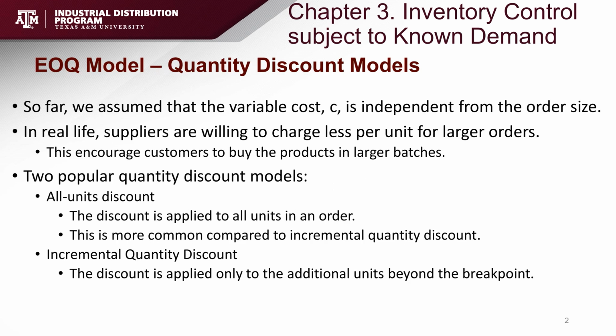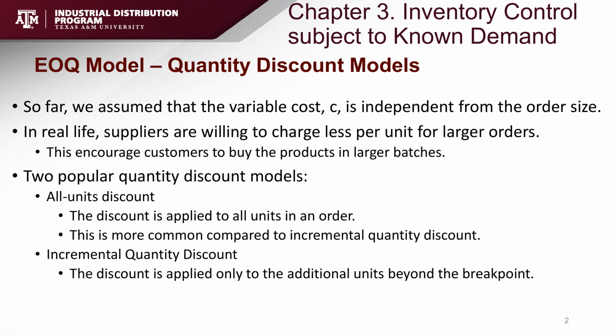Now, up to this point, we assumed the variable cost C was the same no matter how much you bought. But in real life, suppliers offer price discounts to encourage customers to buy larger quantities. Sometimes they might be trying to reduce their own inventory or cutting transportation cost. For example, you might be getting a truck delivery when you buy a pallet of a certain product or 5 pallets of it. So encouraging customers to buy helps them to reduce the transportation cost.